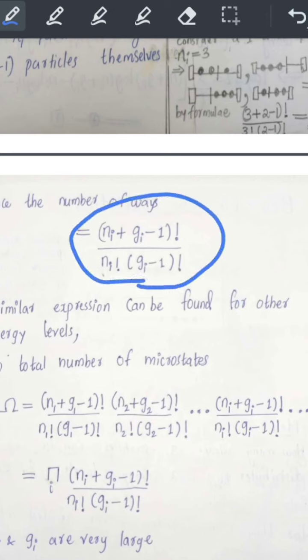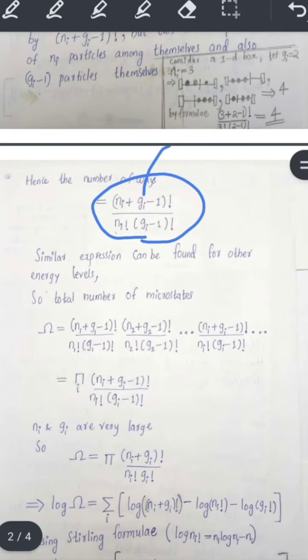Remember that this gi is actually the degeneracy of the state with some energy e sub i. That means gi states have the same energy, or from quantum mechanics we can say that state e sub i is gi fold degenerate.